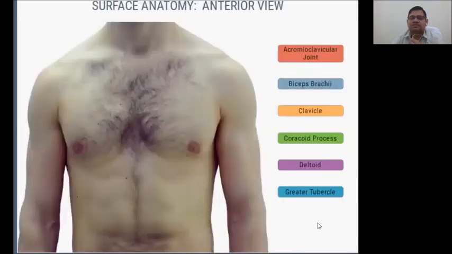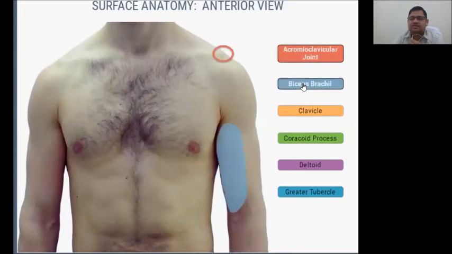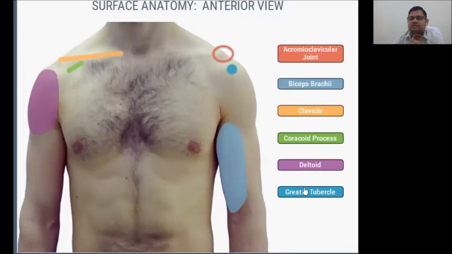Now, a little bit about the surface anatomy of this region. So, you can see this is the acromioclavicular joint. You can palpate it. The biceps muscle, if it is well built, can be easily viewed. The clavicle is subcutaneous. You can easily feel it. Coracoid process. Then the deltoid muscle, a contour can be seen. Then the greater tubercle, which can be felt in this particular region. For this, you need a little bit of practice. On your own body, you can do it.